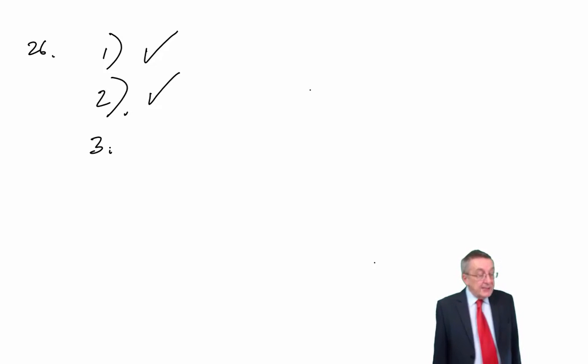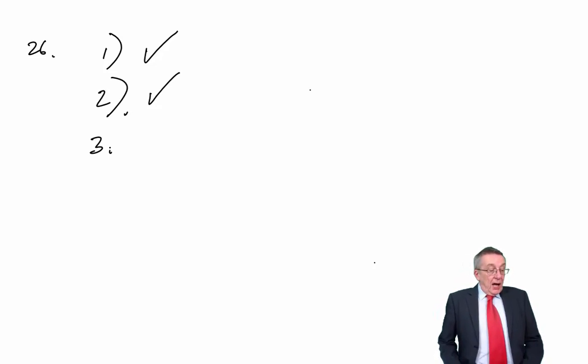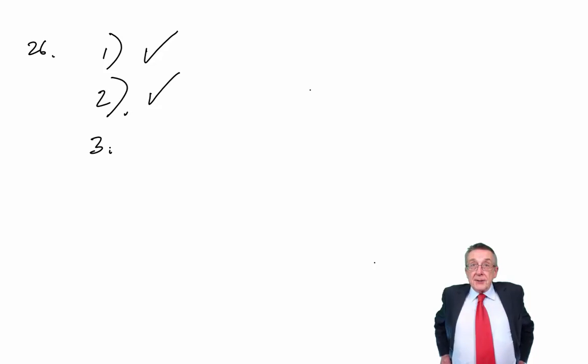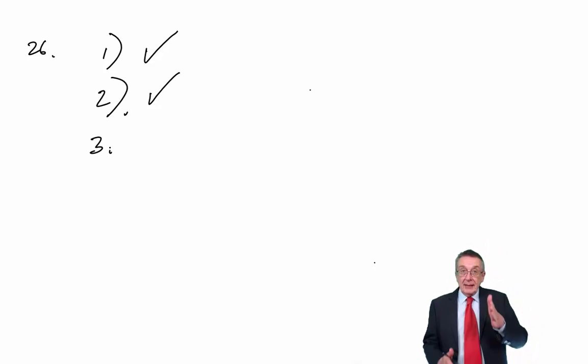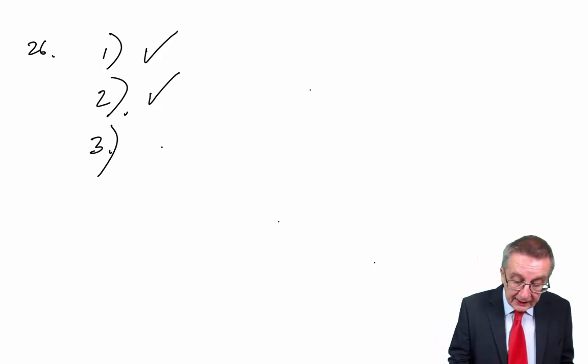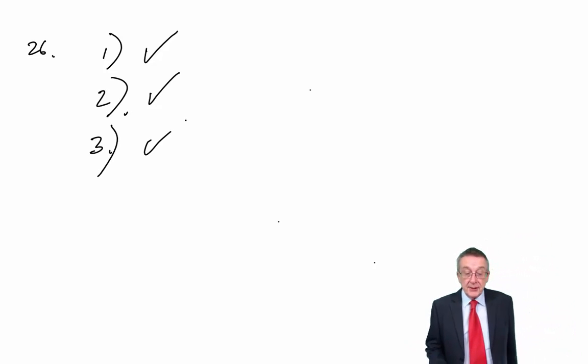Number three, the petty cash book balance has been omitted, missed out from the trial balance. Well, I hope very clearly, if you miss out a balance, the trial balance clearly won't balance. It will need an entry in suspense.